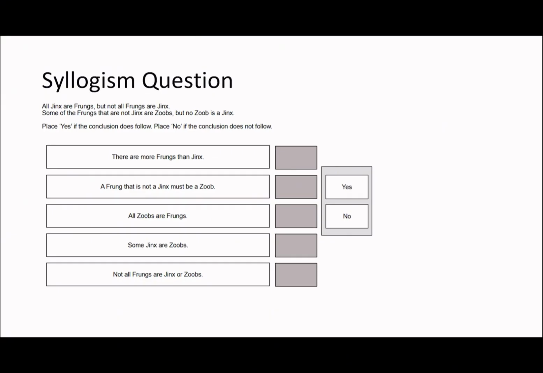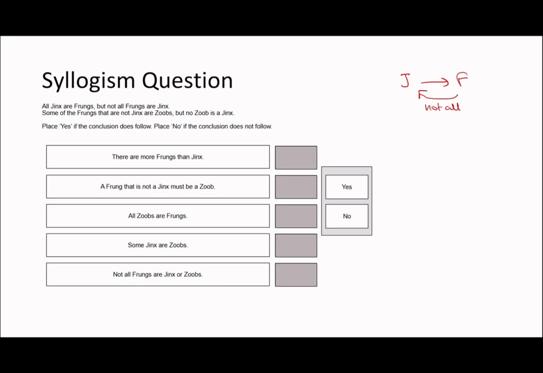Okay, so all jinks are frungs. Not all frungs are jinks. So whenever you write something like this, what that kind of implies is, so not all F's are J's means that there's going to be some F's that are not J's. So that must mean there's going to be more F's than J's. And so one of the questions and one of the answers that's going to come up here is probably going to ask something to do with that. Okay, but let's keep going.